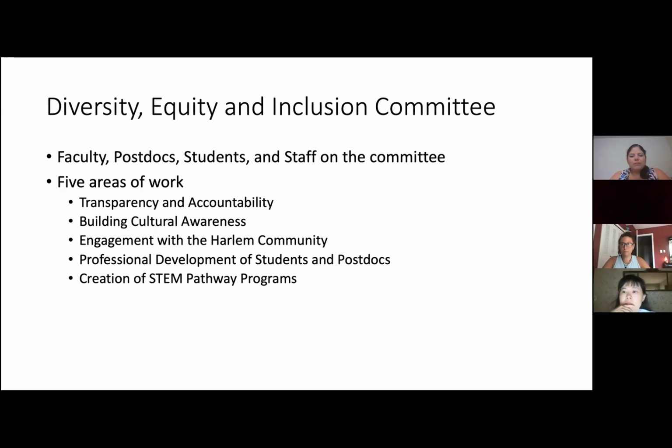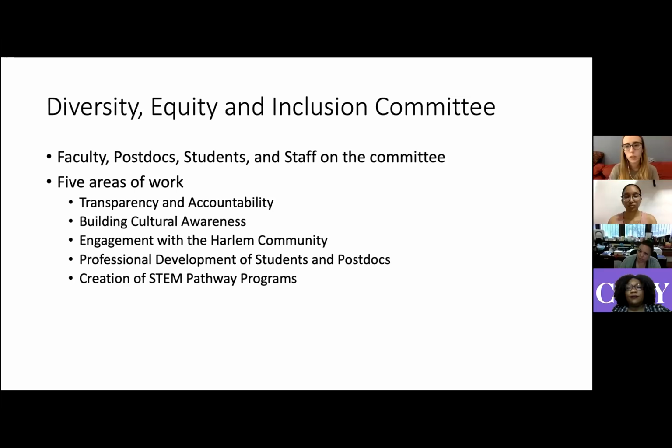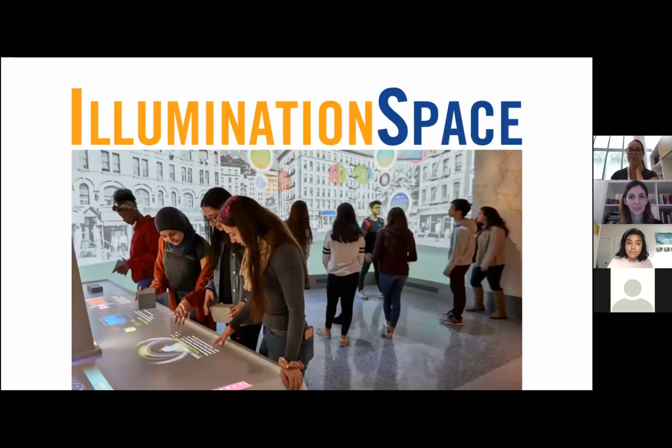And the creation of STEM pathway programs, which could help those who are interested in STEM to make transitions from community college to senior college to graduate school to postdoc to faculty. And ideally, we would have something that would cover that entire spectrum, but we're beginning from scratch. And so I'll touch a little bit on how we're thinking about how to start doing that.